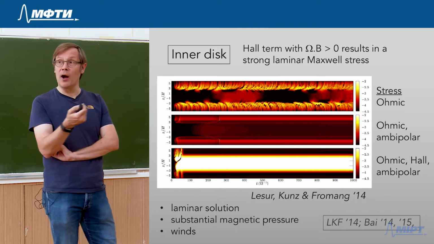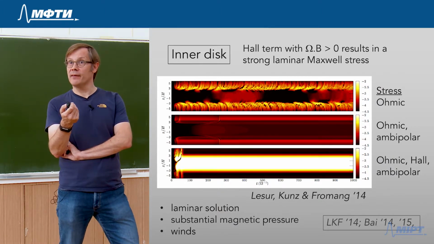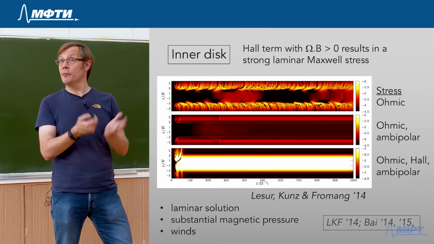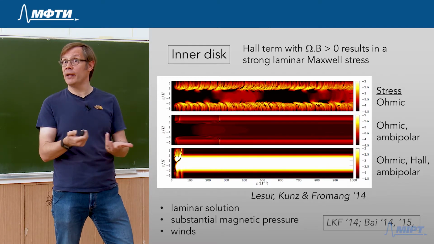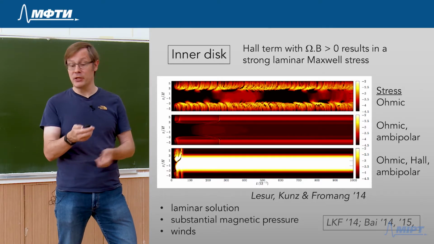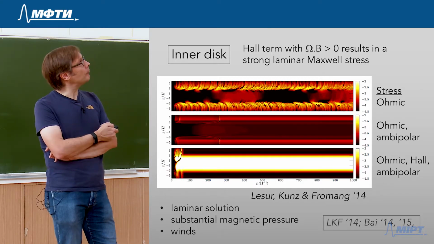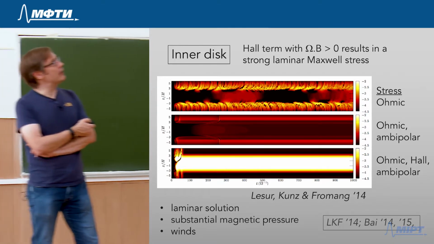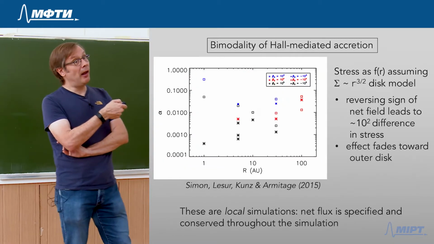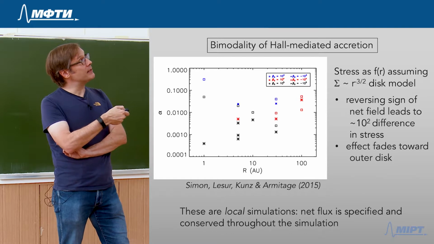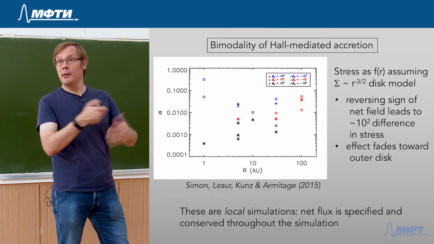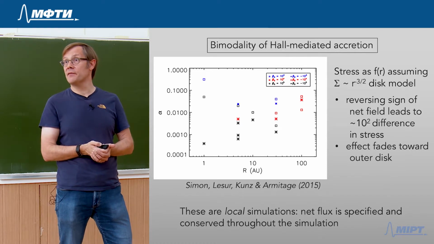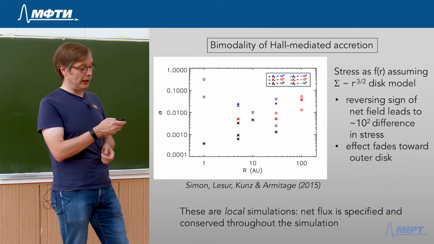Okay? So this is why I was saying earlier, just briefly, that the Hall term can act in a qualitatively different way from the other two terms. It's not purely a damping process for MHD effects. And then here's some follow-up work from that, where we tried to look at the implied alpha parameter as a function of distance from the star, making some simple assumptions about what the background profile of the disk surface density and the ionization were like.